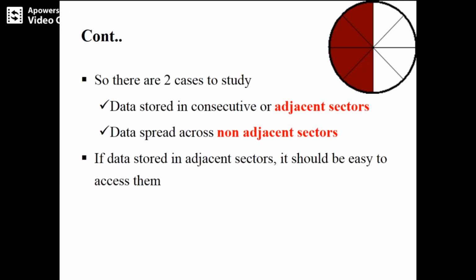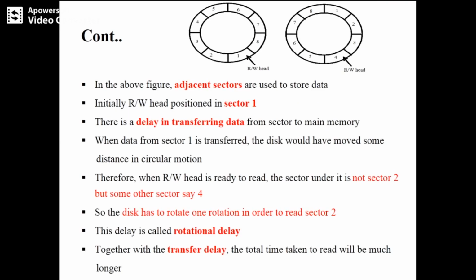There are two cases we have here: adjacent sectors and non-adjacent sectors. Data is either stored in two consecutive adjacent sectors, or data is spread across non-adjacent sectors. What is the benefit of these two and what are the drawbacks? That is the concept of adjacent sector and non-adjacent sector.